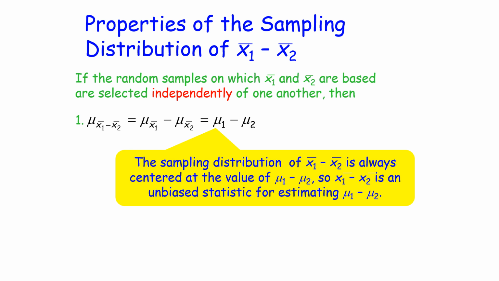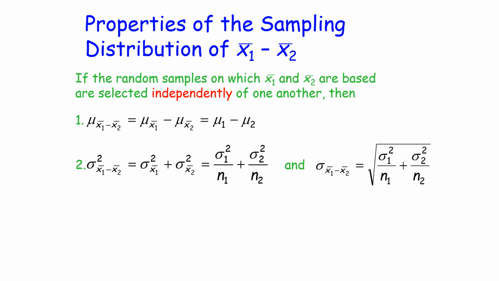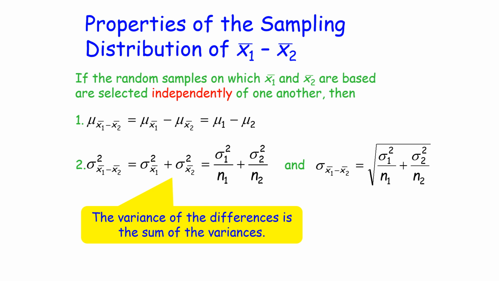Our second property is showing that the variance of our x bar sub 1 minus x bar sub 2 is that the variance of the differences is the sum of the variances, and that our standard deviation of the differences is the square root of the sum of the variances.